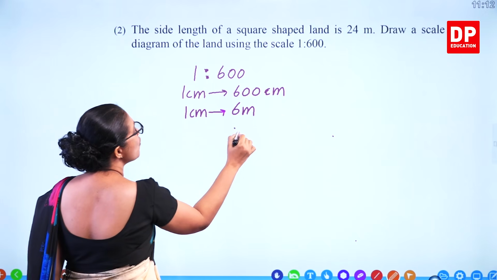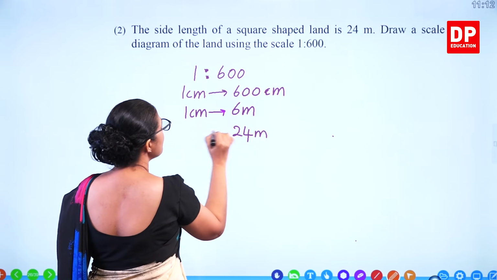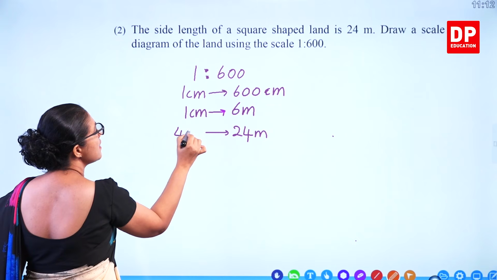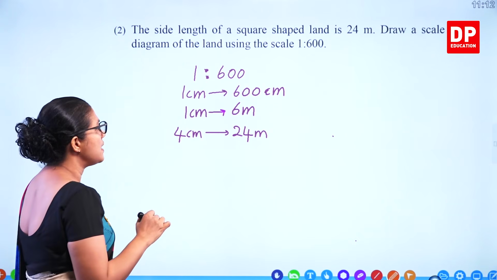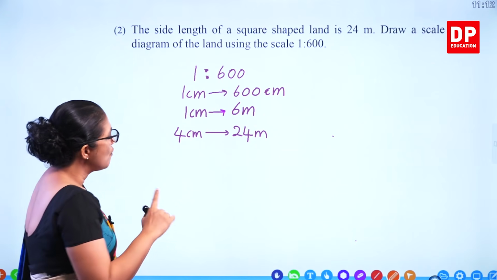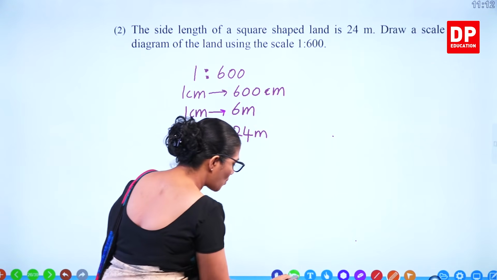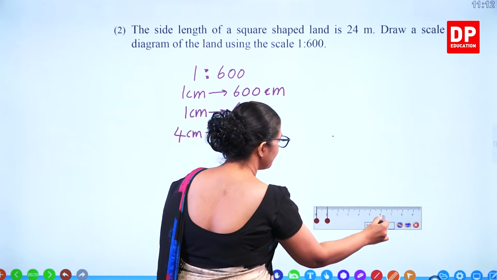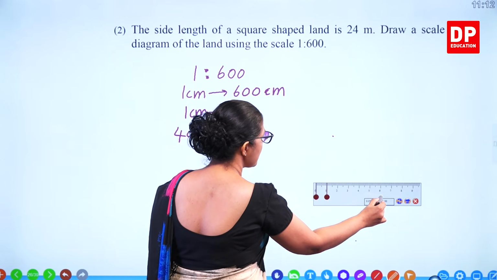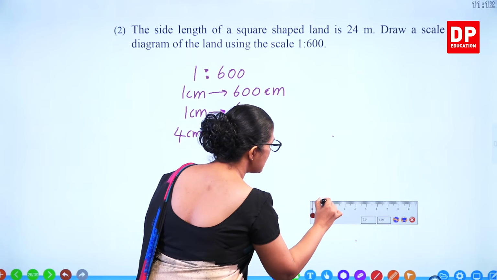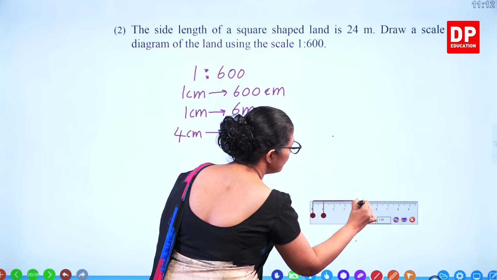So what is 24 meters means? Multiply by 4. So you have to do the same thing. So that means 4 centimeter length. So what you have to do? You have to take 4 centimeter length square. So we'll take the ruler. First, we'll measure 4 centimeter length here.